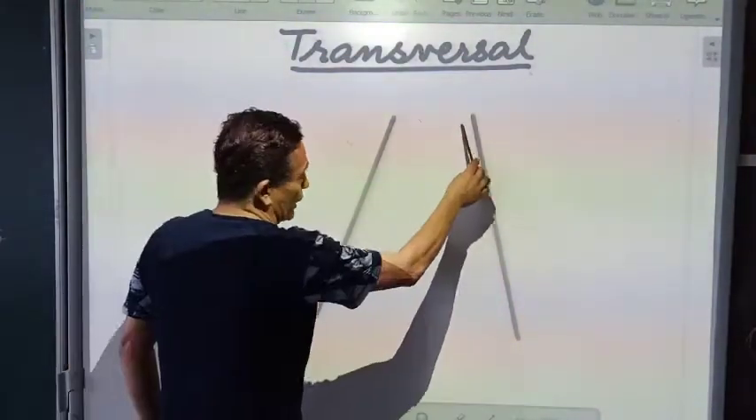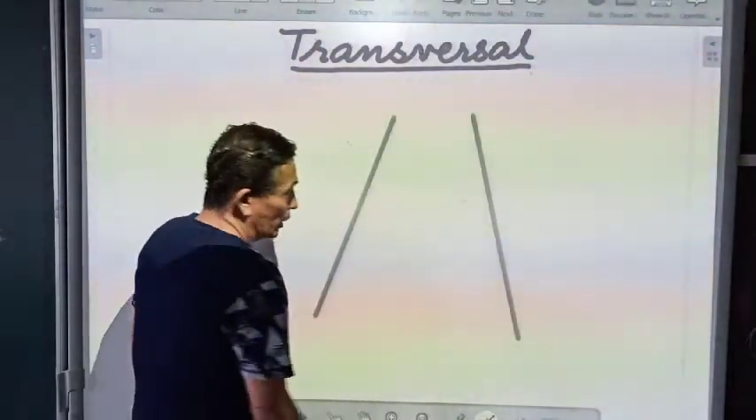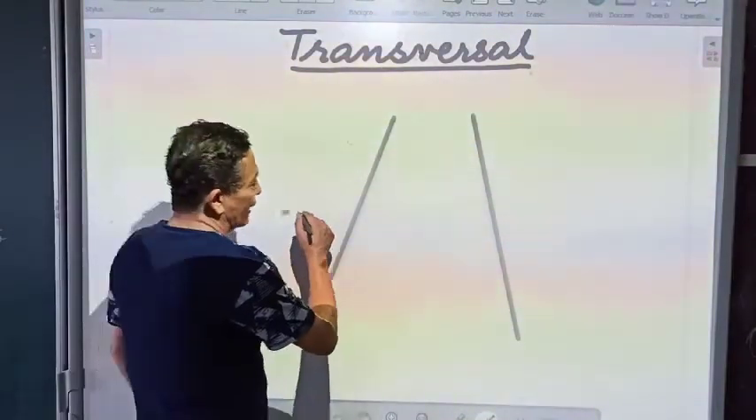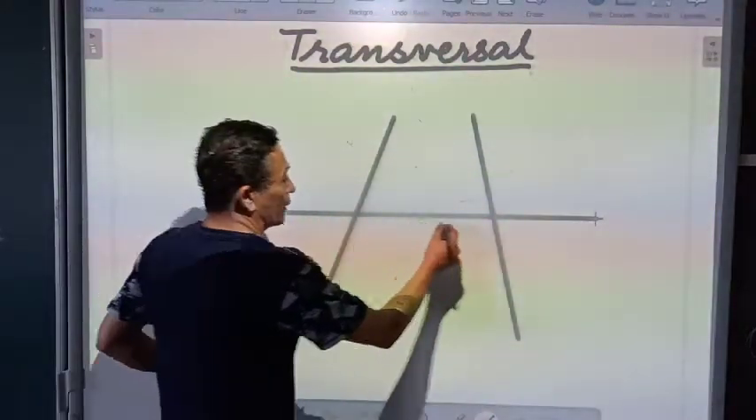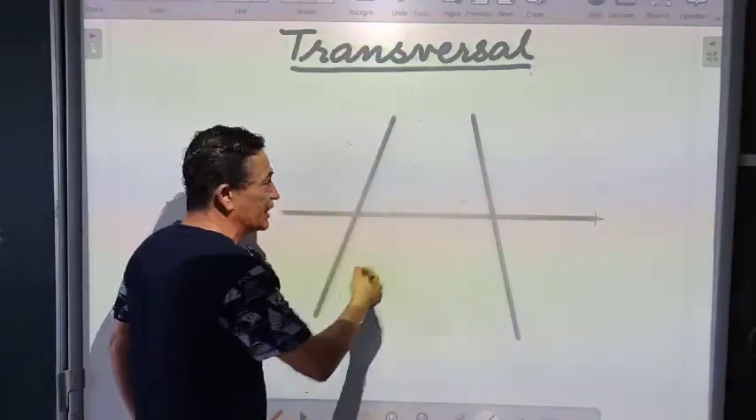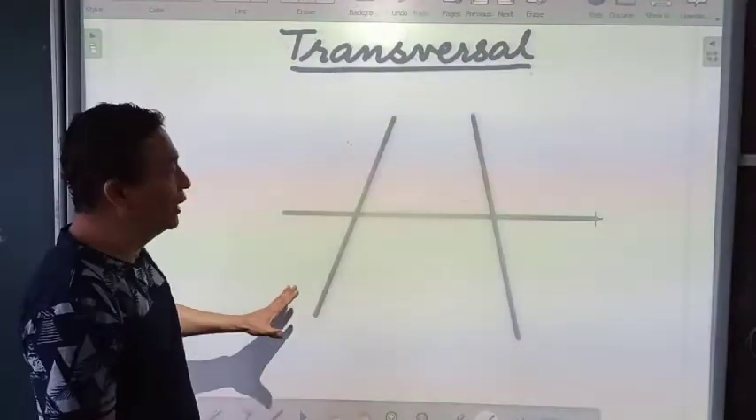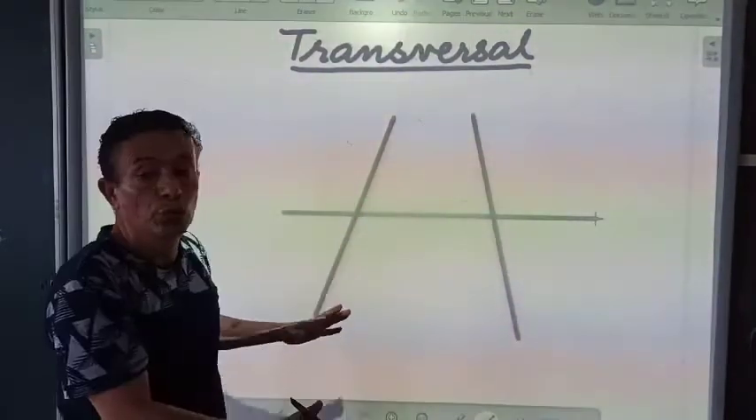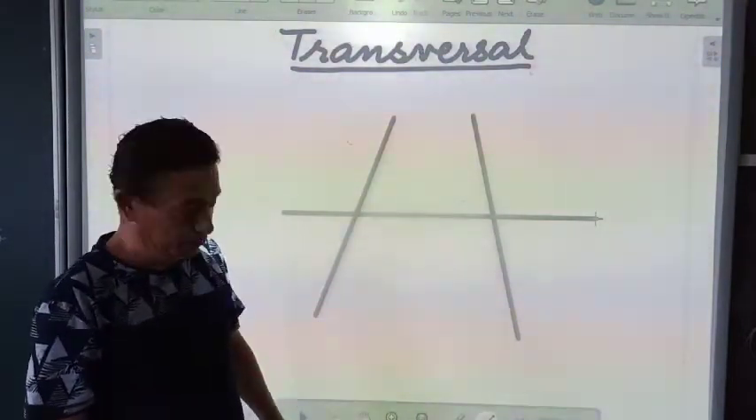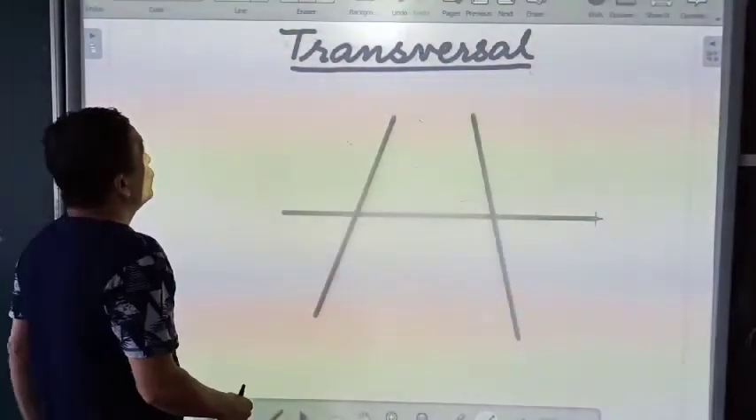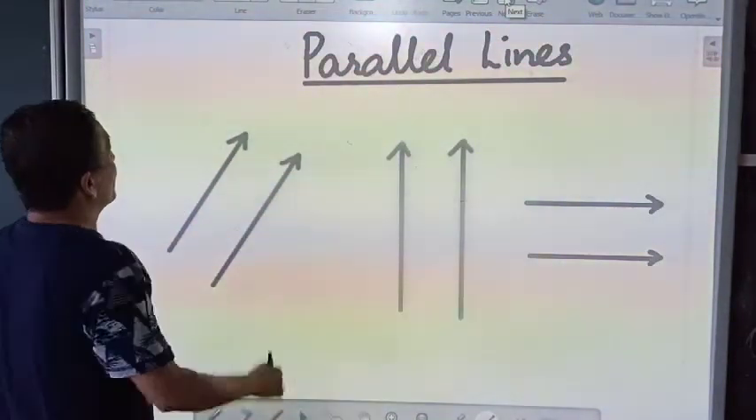You can see over here that there are two lines, and let's say a third line comes and crosses these two lines. Now this line that I have just made, which is crossing these two already given lines, is called a transversal. In other words, a line which is passing through two different lines will be called a transversal. Keeping this in mind, we move from here to our next topic, which is parallel lines.